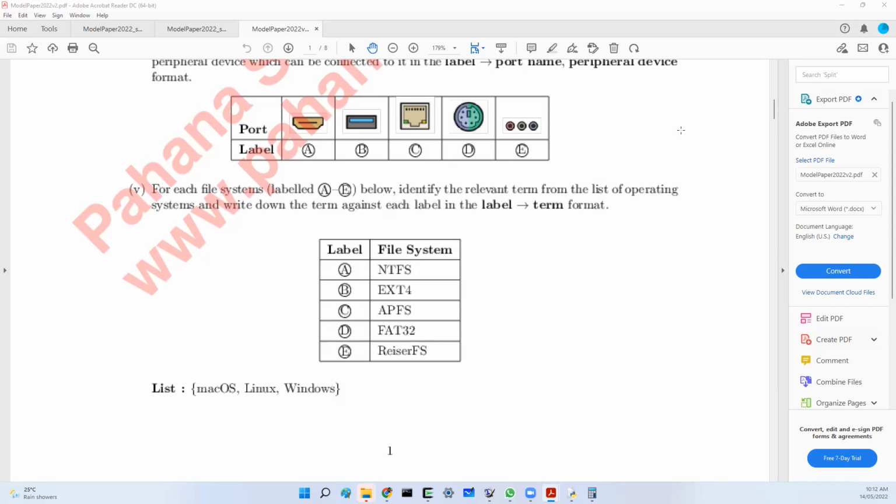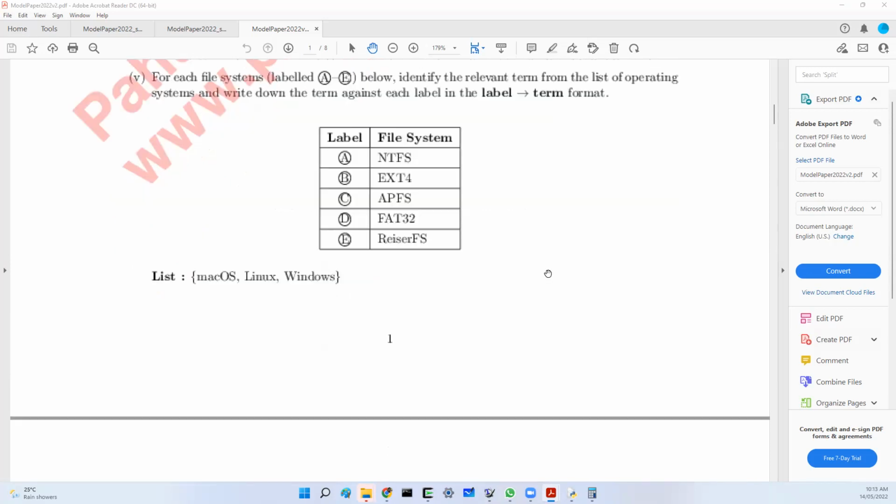So D is also a Windows operating system. And the final one, E, ReiserFS, that's also a file system used in Linux. So the answer should be written as A, Windows, B, Linux, C, Mac OS, D, Windows, E, Linux. Right, good. We'll move to the next one.